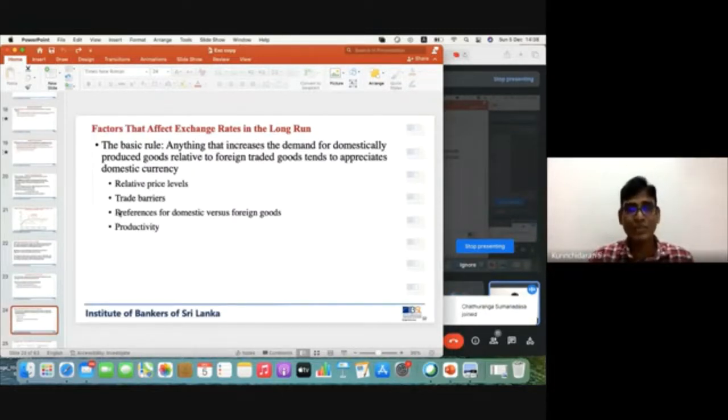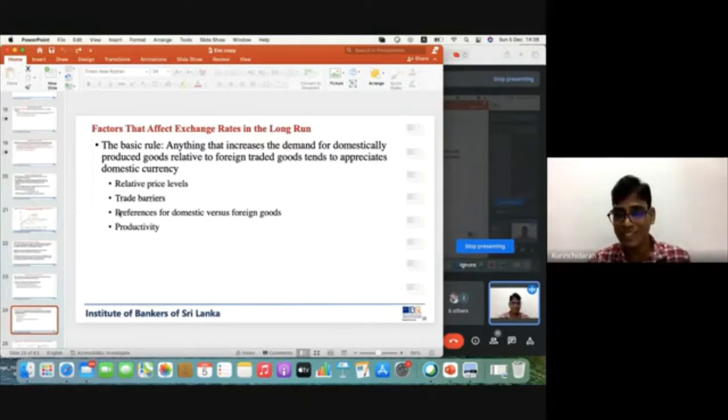The basic rule when you discuss the long run exchange rate: anything that increases the demand for domestically produced goods relative to foreign goods tends to appreciate the domestic currency. It's a basic rule. In the long run, how does the exchange rate change? There can be four very important factors that can influence the long run exchange rates.